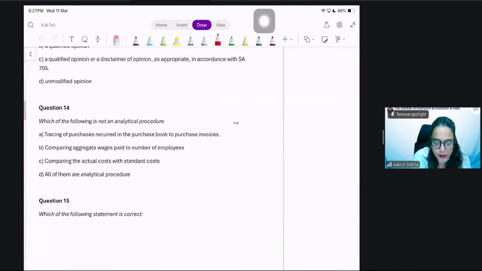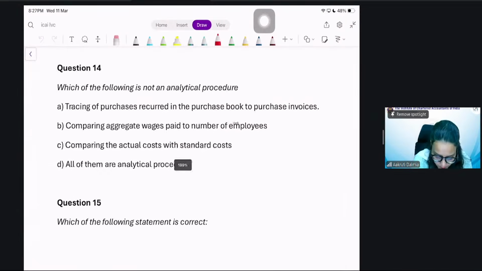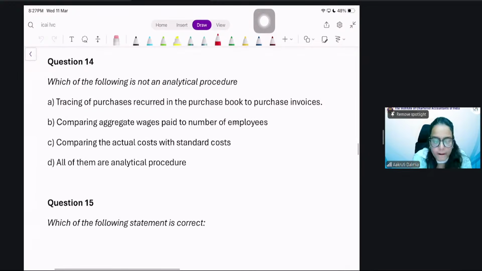We'll do a few MCQs. Pay attention. Which of the following is not an analytical procedure? Tracing of purchases recorded in the purchase book.